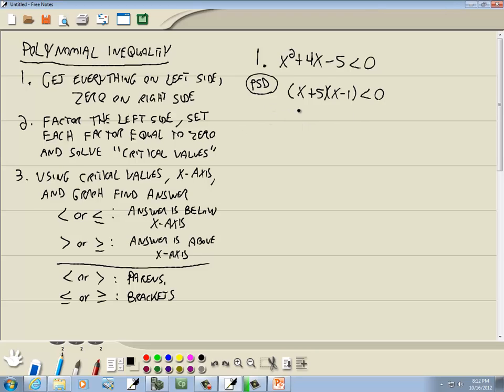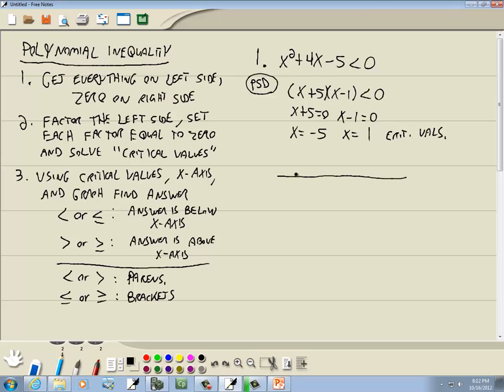Then we want to set each factor equal to 0. So I'll set x plus 5 equal to 0, and I'll set x minus 1 equal to 0, and solve these. Take the 5 over, it becomes a negative 5. Take the negative 1 over, it becomes a positive 1. And these are our critical values.